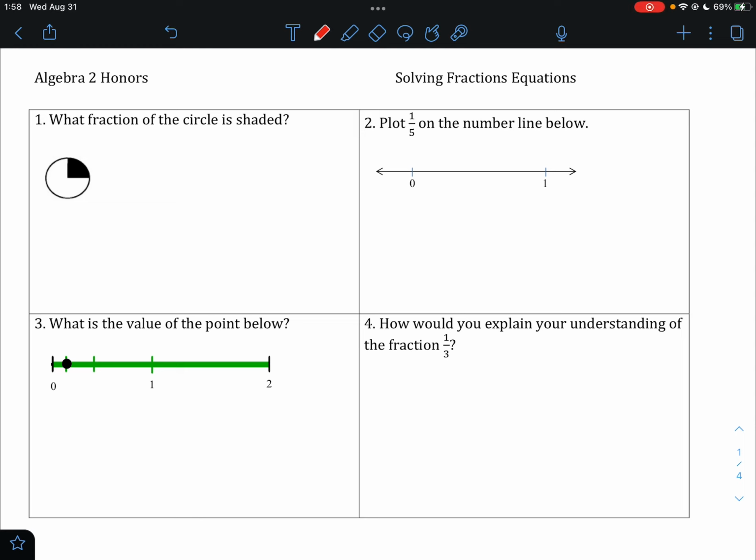Before we take a look at solving fractions, let's start with just remembering what fractions are, and then we'll do a little simplifying fractions, and from there we'll go on to actually solving equations with fractions in them.